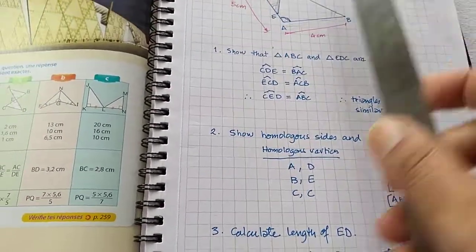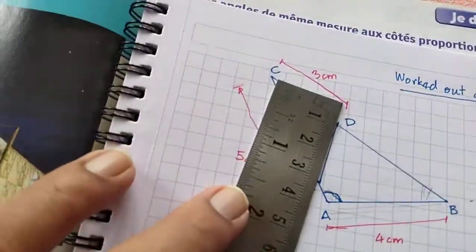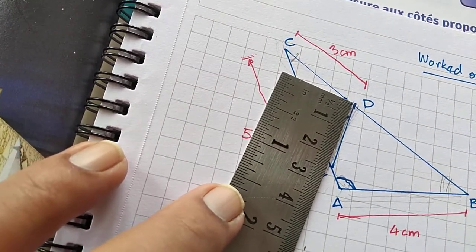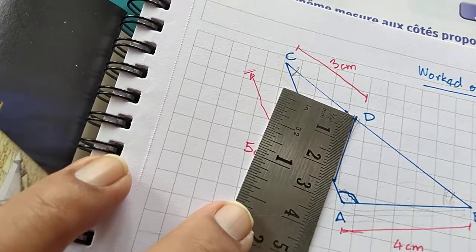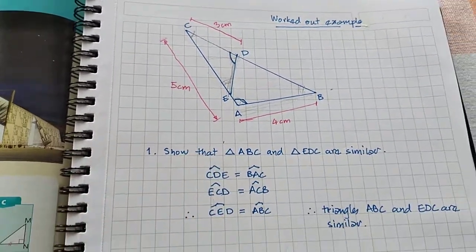So if I measure this, you will see that it is indeed 2.4 centimeters because I had drawn it to 1:1 scale correctly. So this is 2.4 centimeters. So this is an example of solving this sort of problem.